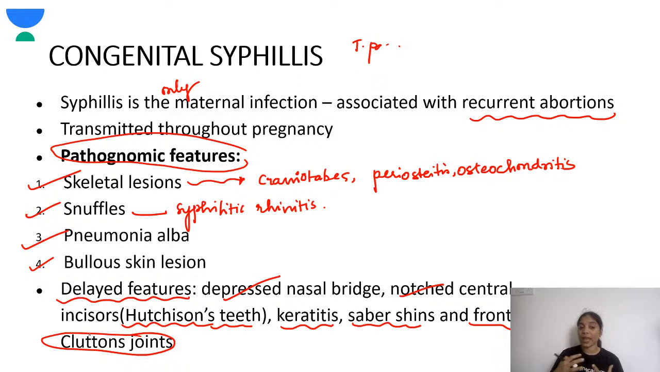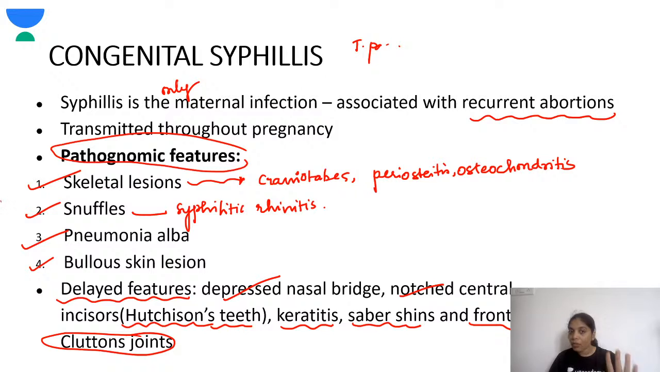Clutton's joints is basically synovitis with joint effusion. The most common area for Clutton's joint is the knee. Other than that, it can happen in the ankle, the elbow, the wrist, and the fingers also. So remember Clutton's joints. There are certain names you need to remember.